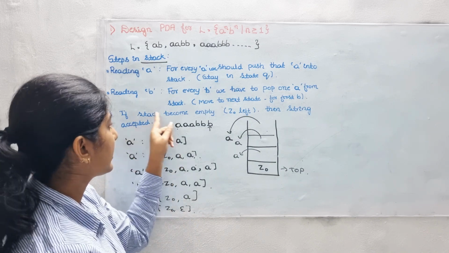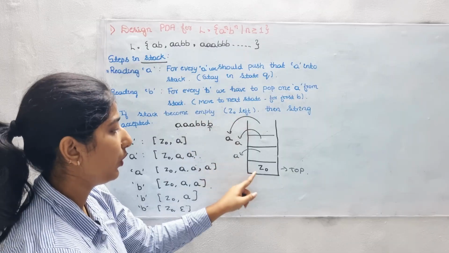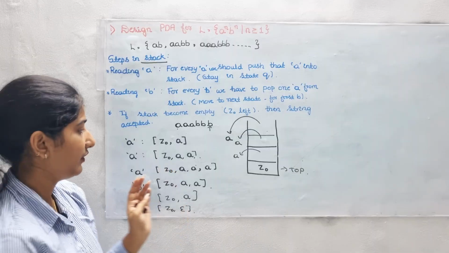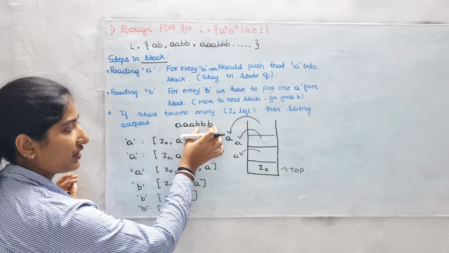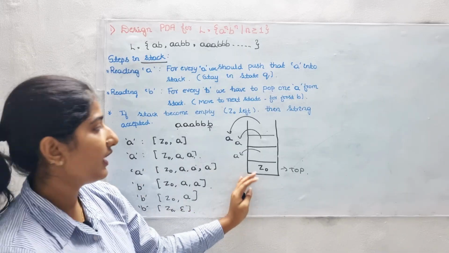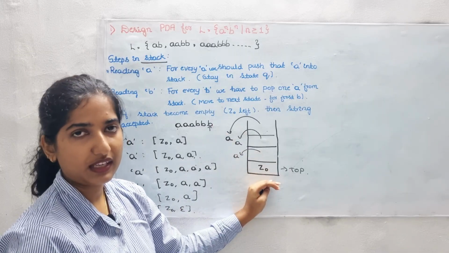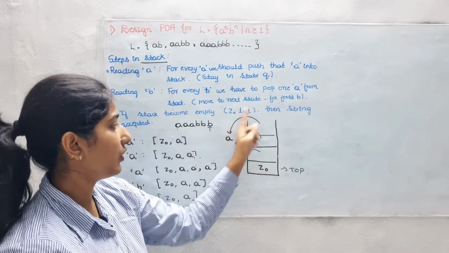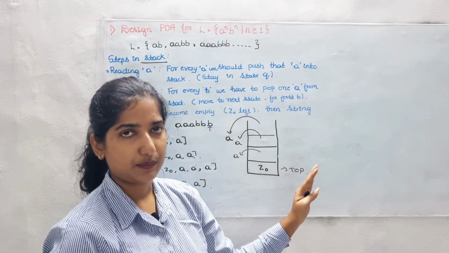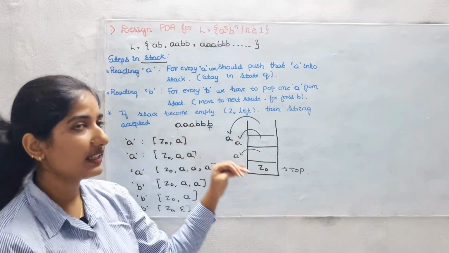So now if the stack becomes empty, which means only Z0 is left, then the string gets accepted, which means the number of a's matches the number of b's, so this string got accepted. If the stack is not empty, then that string will not get accepted. Clear? So this is how the stack works.